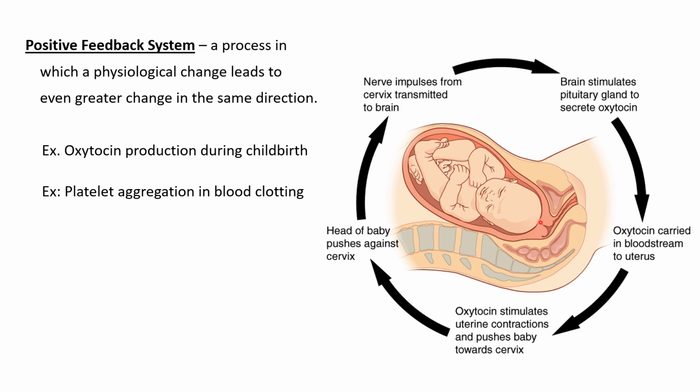Then oxytocin goes into the bloodstream to the uterus, and it stimulates the muscles in the uterus to have more contractions to push the head against the cervix more, which causes more oxytocin to be released, which causes more uterine contractions, and then more stretching and more oxytocin. So it's a positive feedback system. It's causing more and more oxytocin, and then more and more uterine contractions until finally the baby comes out of there, and that would be birth.